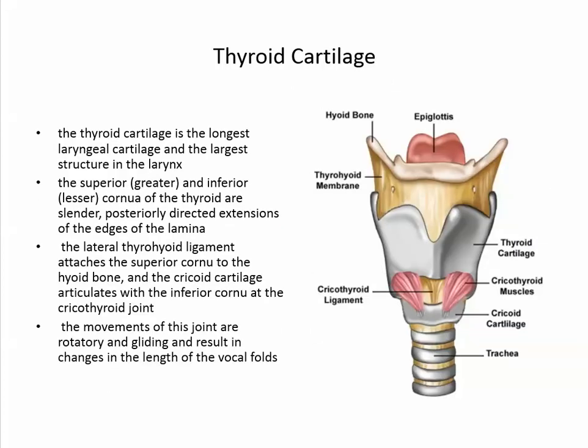The thyroid cartilage is the longest laryngeal cartilage and the largest structure in the larynx. The thyroid notch lies in the midline at the top of fusion of the two laminae. The superior and inferior cornu of the thyroid are slender and posteriorly directed extensions of the edges of the laminae. The lateral thyrohyoid ligament attaches the superior cornu to the hyoid bone, and the cricoid cartilage articulates with the inferior cornu at the cricothyroid joint. The movements of these joints are rotatory and gliding and result in changes in the length of the vocal cords.